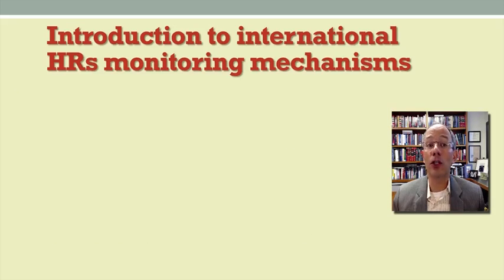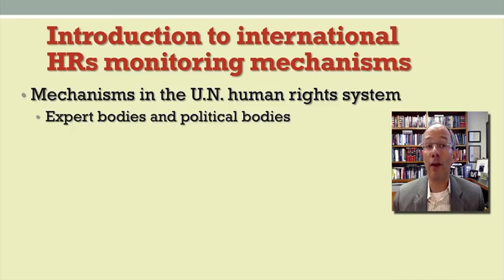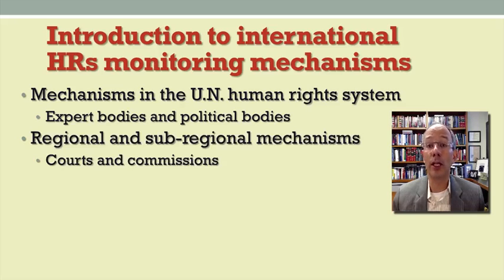We'll look at these overarching questions in a number of different geographic contexts. In week 3, we'll focus on the mechanisms in the UN human rights system, in particular both the expert or treaty bodies and political bodies such as the UN Human Rights Commission and the UN Human Rights Council. In week 4, we will turn to regional and sub-regional mechanisms, and here the key institutions we'll focus on are international courts and commissions, which, among other things, provide a mechanism for individuals to file complaints against governments alleging violations of protected rights and freedoms.